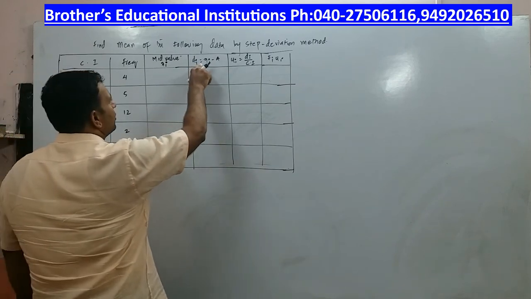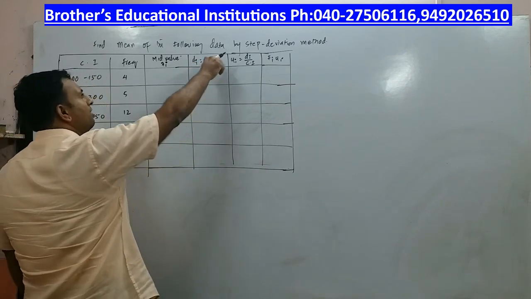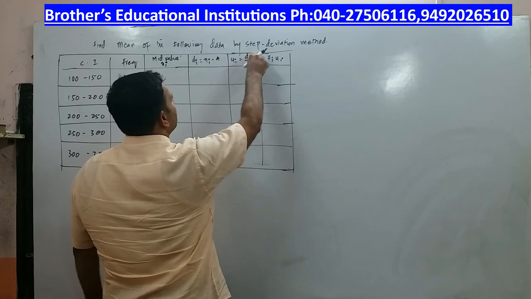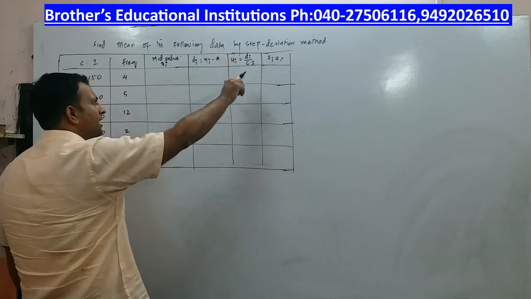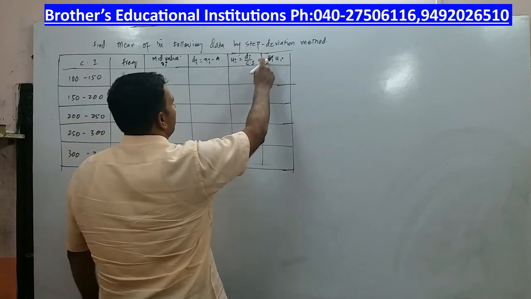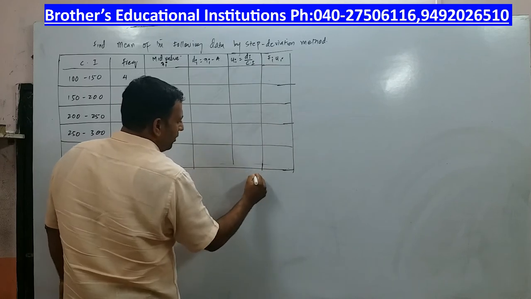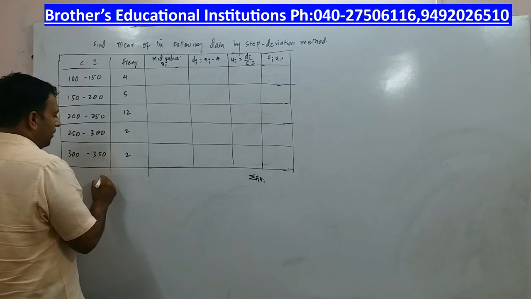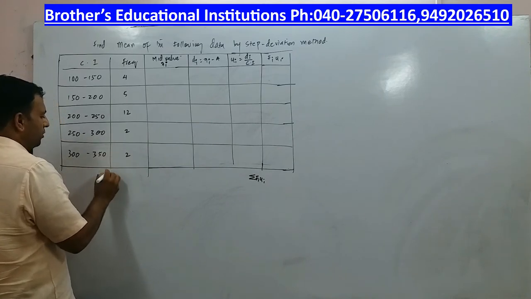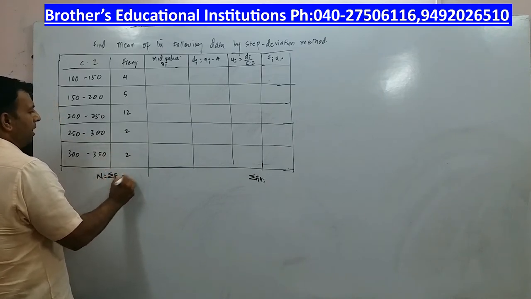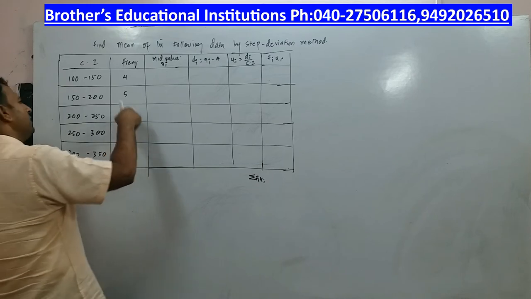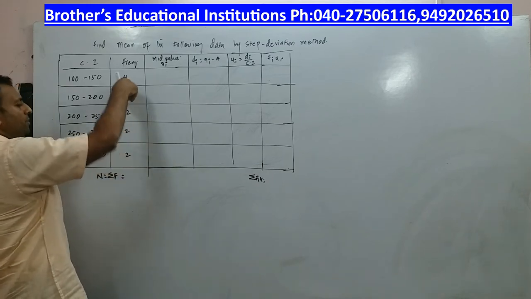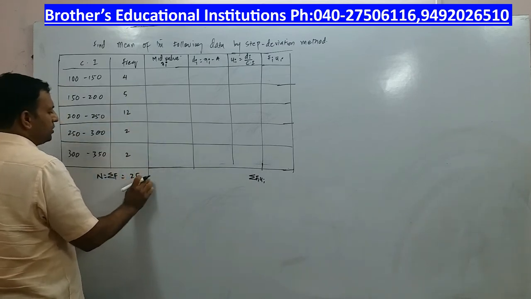Then you have deviation di, called xi minus a, where a is the assumed mean. ui is di by ci. ci is nothing but class interval or width of the class, followed by fi ui. Here we calculate sigma fi ui, and here we calculate n. n is also equal to sigma f. Sigma f: 2 plus 2, 4 plus 12, 16 plus 5, 21 plus 4, 25 is the total frequency.